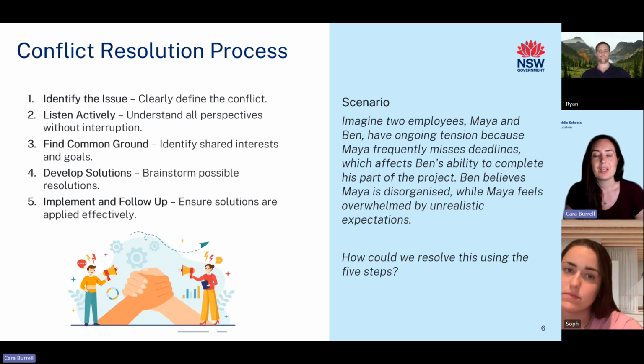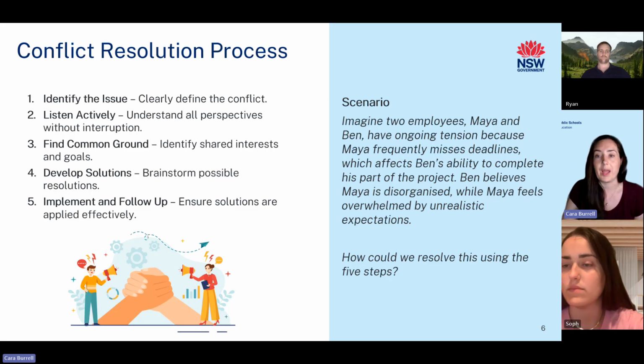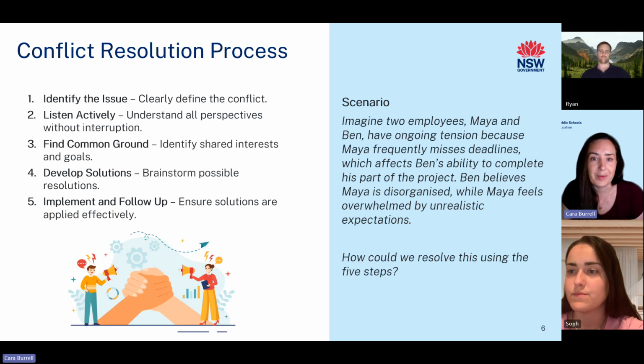So a scenario for this one, you could imagine 2 employees, let's call them Maya and Ben. They have ongoing tension because Maya frequently misses deadlines, which affects Ben's ability to complete his part of the project. Ben believes Maya is disorganized while Maya feels overwhelmed by unrealistic expectations. How could we solve this one?